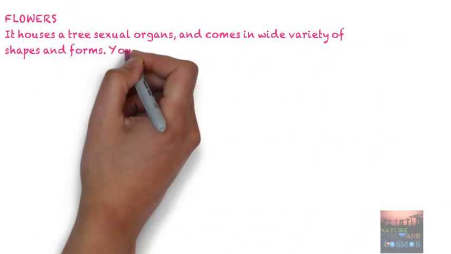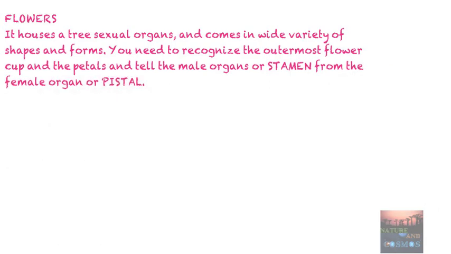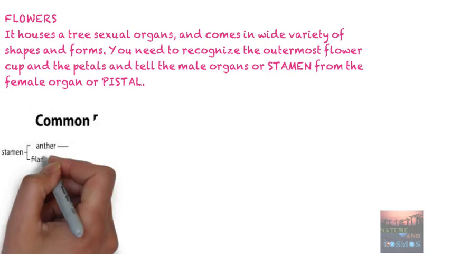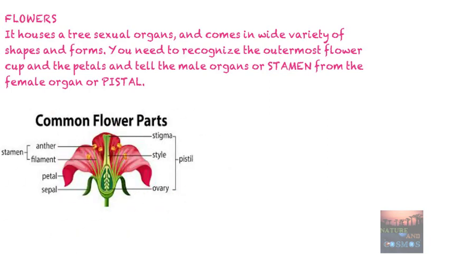Now let's talk about flowers. It houses a tree's sexual organs and comes in a wide variety of shapes and forms. You need to recognize the outermost flower cup and the petals and tell the male organ or stamen from the female organ or pistil. Now let's look at common flower parts.